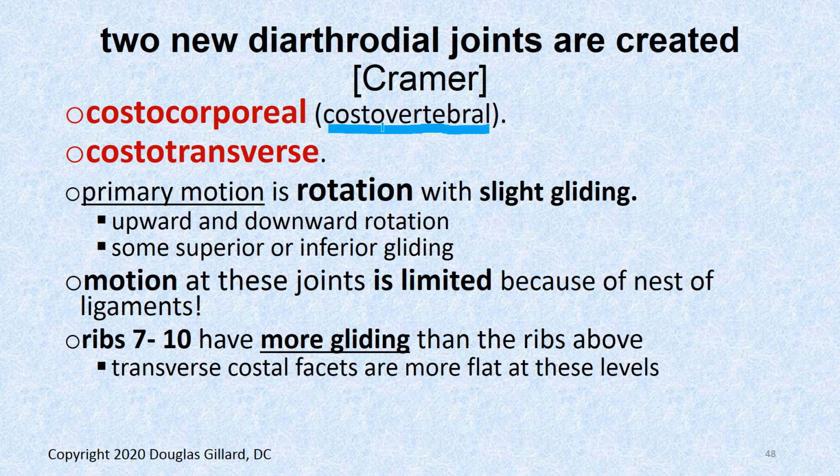Ribs 7 through 10 have a little bit more glide than the ribs above because the costotransverse facets are a little bit more flat, and therefore the flatter a joint is, the more slip that can occur, more translation can occur over there.